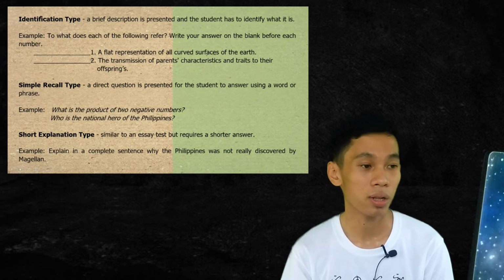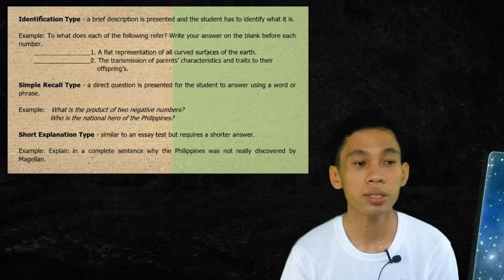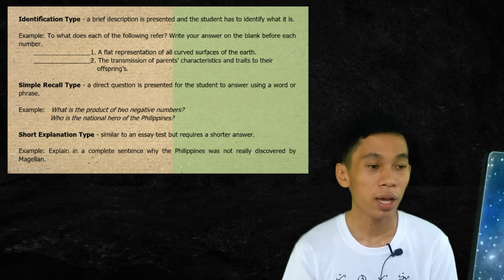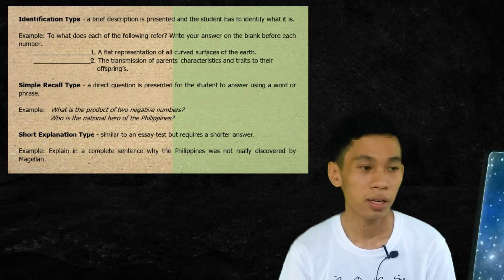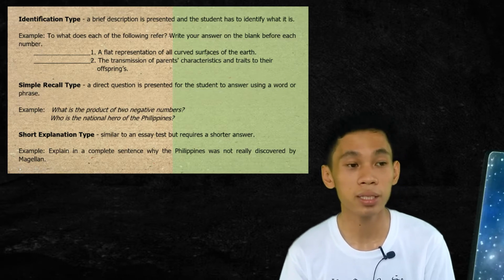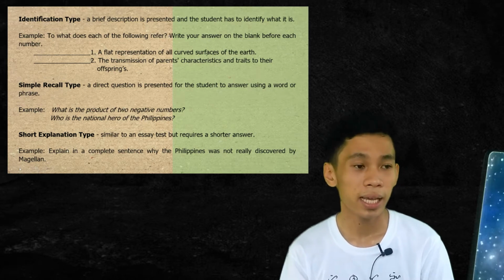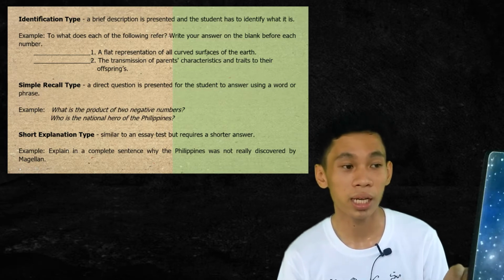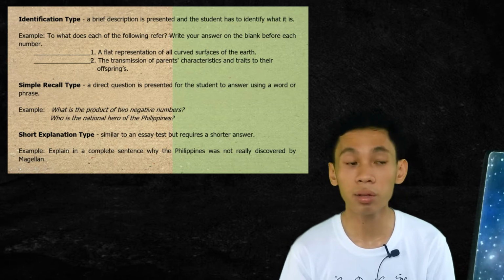Okay, so for example, to what does each of the following refer? Write your answer on the blank before each number. Number 1, a flat representation of all curved surfaces of the earth. Number 2, the transmission of parents' characteristics and traits to their offsprings. So the student needs to identify kung ano yung nire-refer nung statement. Okay, identification type. Next, we have simple recall type.